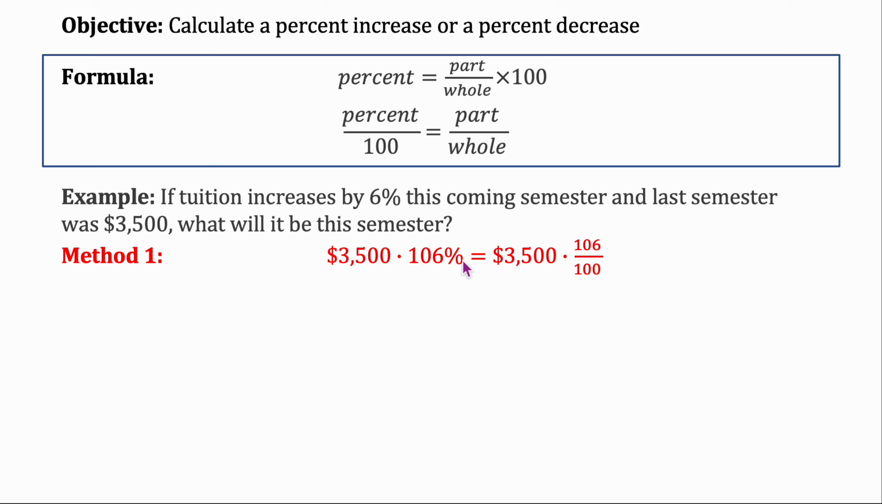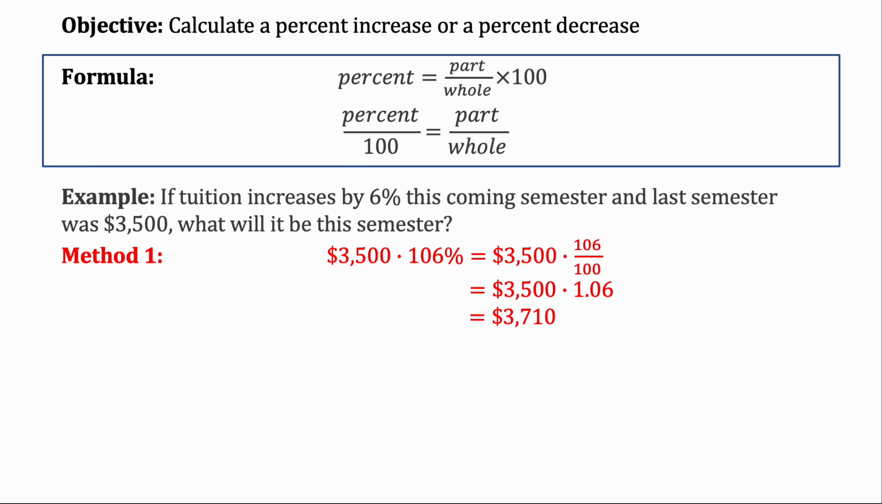Now, 106% we can represent as 106 out of 100. Remember that percent is out of 100. You can also move its decimal place 2 places to the left. We'll divide by 100. So we could also multiply 3,500 times 1.06. And you get the new tuition, 3,710.